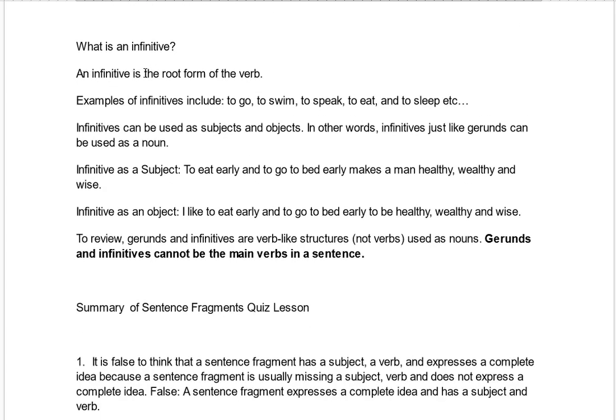What is an infinitive? An infinitive is the root form of the verb. So examples of infinitives include to go, to swim, to speak, to eat, to sleep.